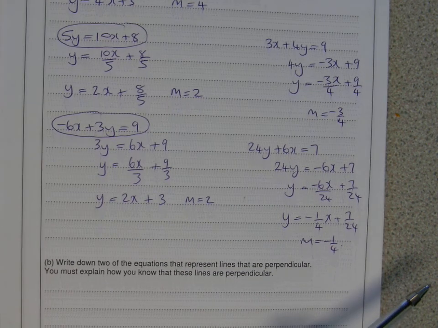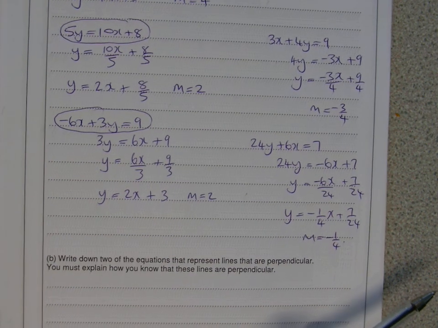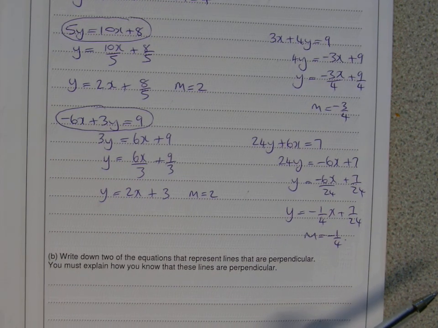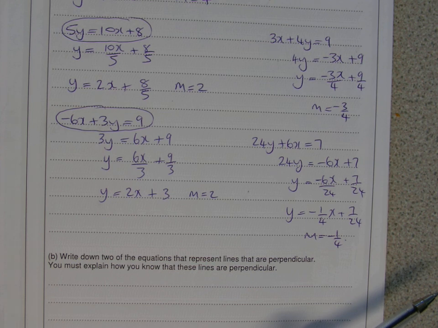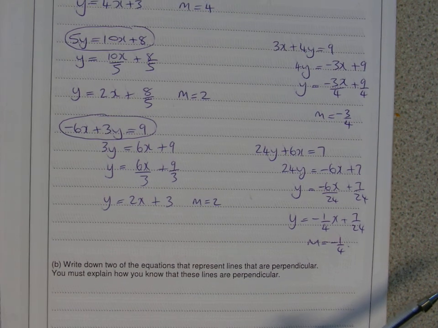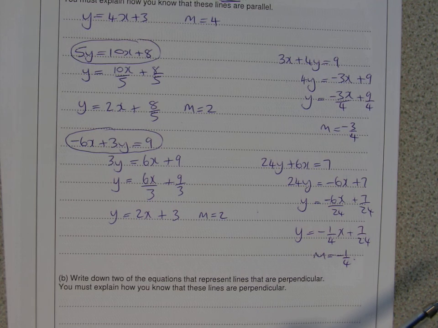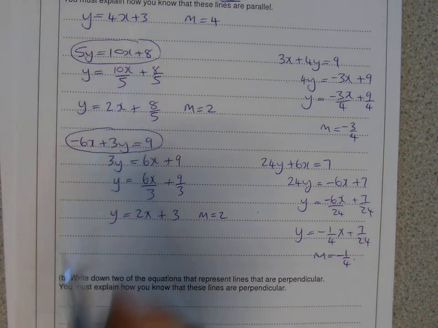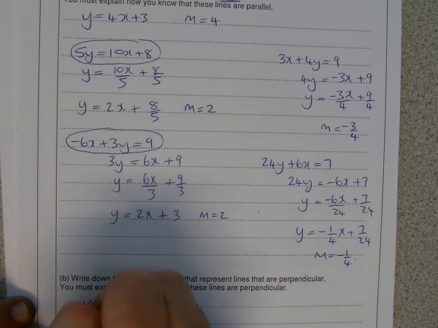Part B then, it says write down 2 of the equations that represent lines that are perpendicular. You must explain how you know that these lines are perpendicular. Well, we've actually done all the work now in part A, and straight away I can see the 2 lines that are perpendicular. We can see that line there, y = 4x + 3.